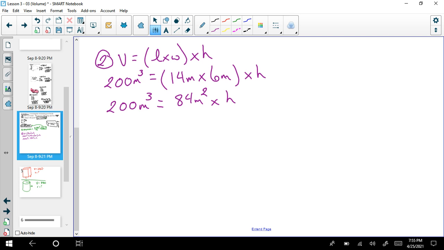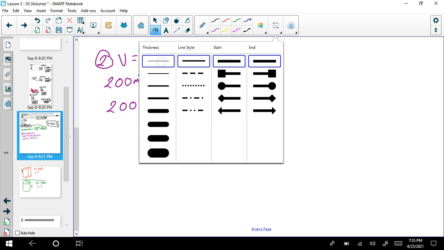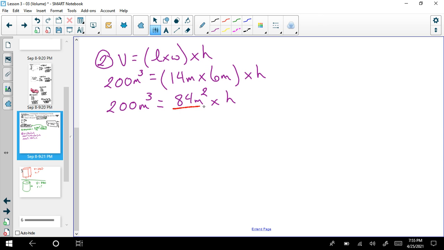So for us to get height by itself, because that's what we need to figure out, right? Because it's being multiplied on this side, I now have to divide by my 84 meters cubed on this side, because right now it's being multiplied. So then I would divide by 84 meters squared. And then this cancels out, because it would just be a 1. And then I get 200 meters cubed divided by 84 meters squared.